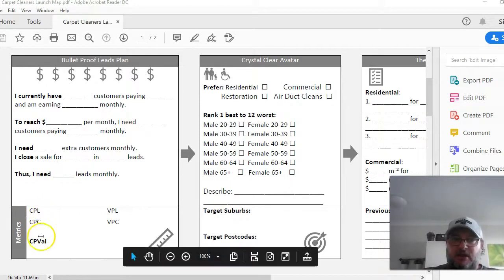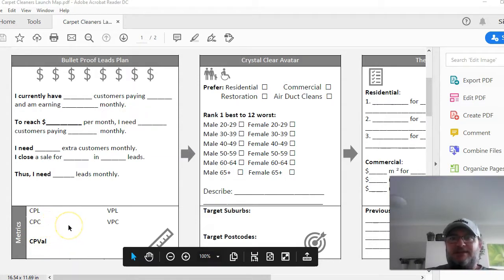These metrics will come in once you're advertising, or if you're already advertising, you can put them there. Your cost per lead, your value per lead, your cost per customer, and your value per customer. And then your cost per value. Now, what do we mean by value per customer?